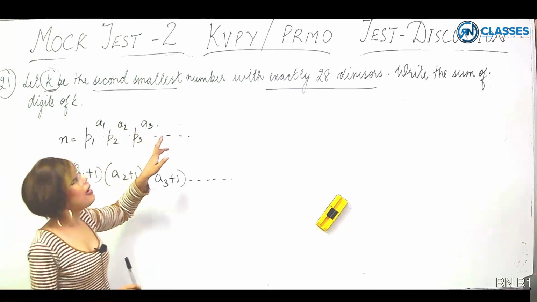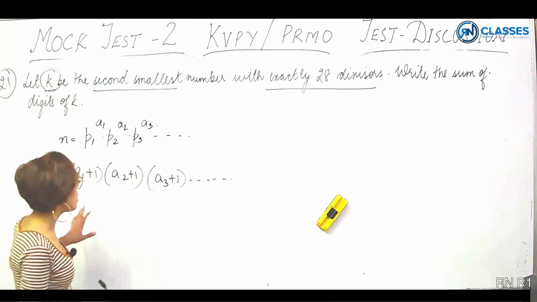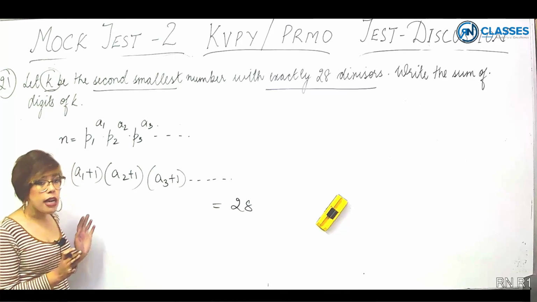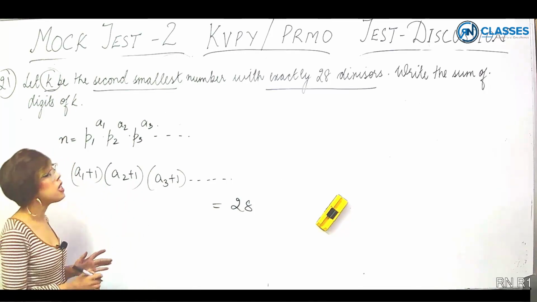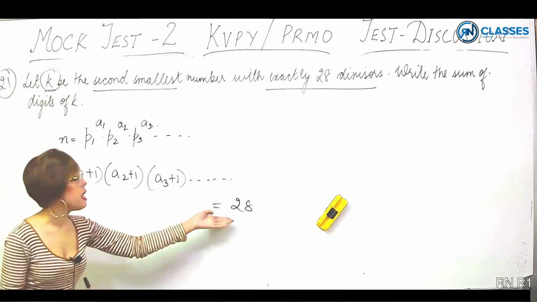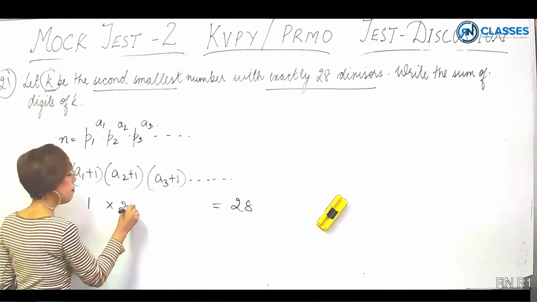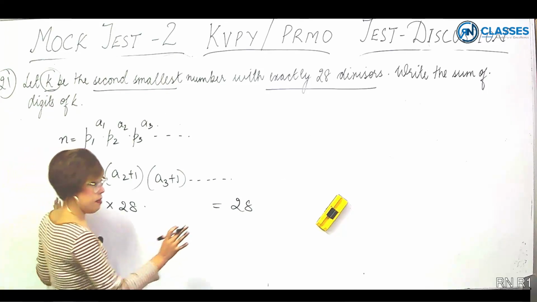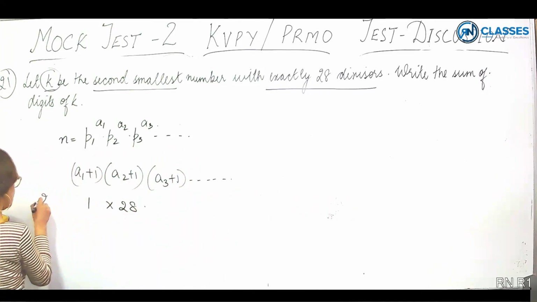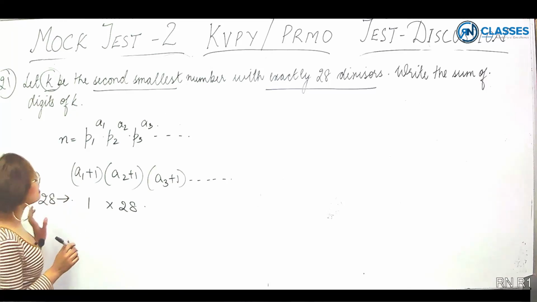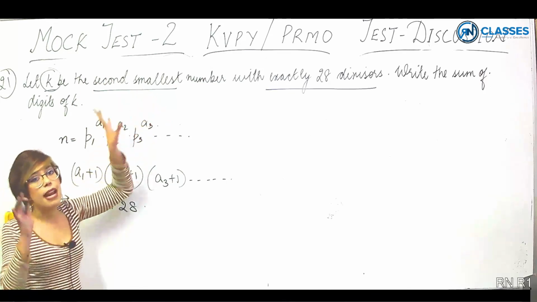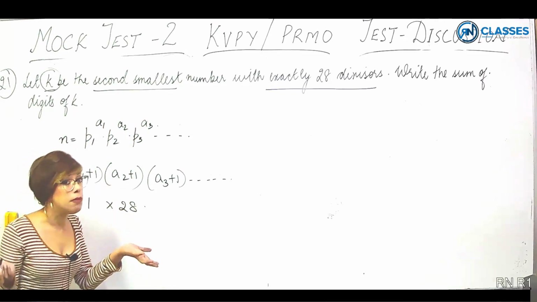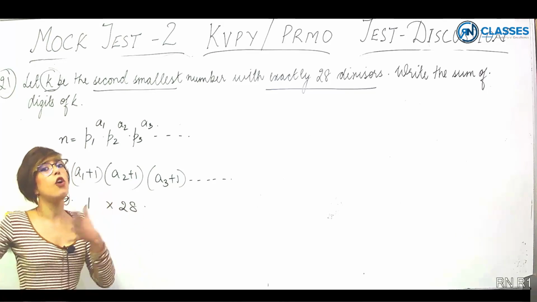Now he says that it has exactly 28 divisors. That means 28 will be expressed as a product of some natural numbers. So first case, I can write 28 as 1 into 28. Now, if 1 and 28 is there, what can be the number? Mind it, I need to take the second smallest number. I need to take the smallest number first, then second we will see. So that means I'll be using the smallest prime number available to me, which is 2. In that order, I will use it.